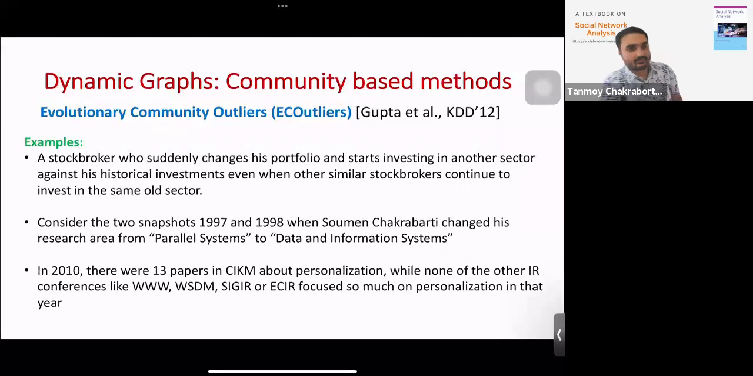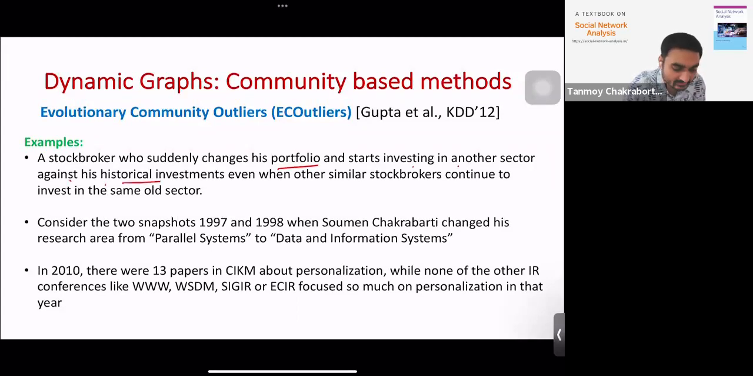So let's take an example. Let's say a stockbroker who suddenly changes her portfolio or his portfolio and starts investing in another sector against his historical investments, even when other similar stockbrokers continue to invest in the same old sector. You can say that, okay, the first stockbroker seems to be an anomalous entity, because their community behaves in one manner and he behaves in a different manner.